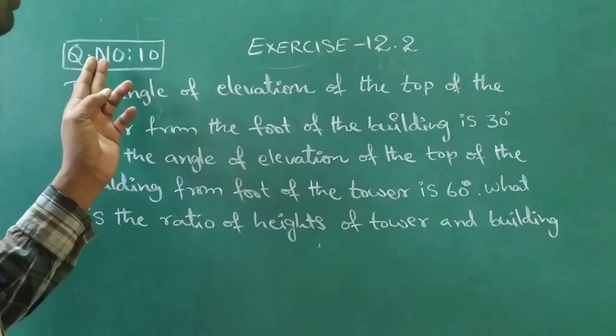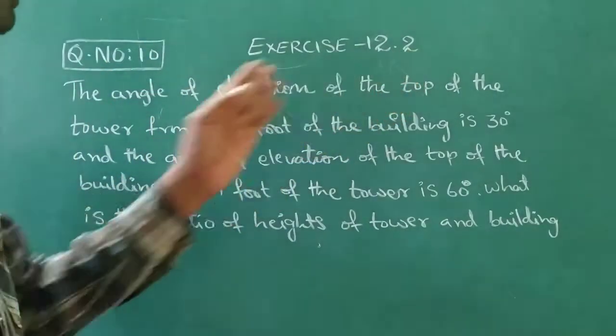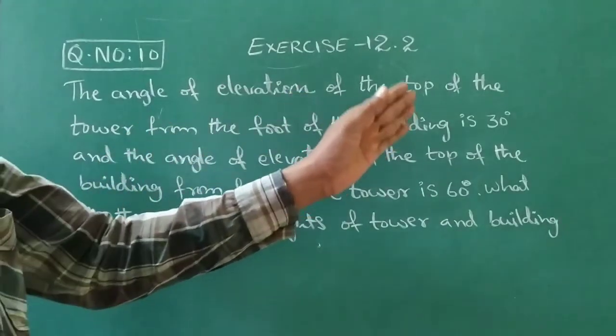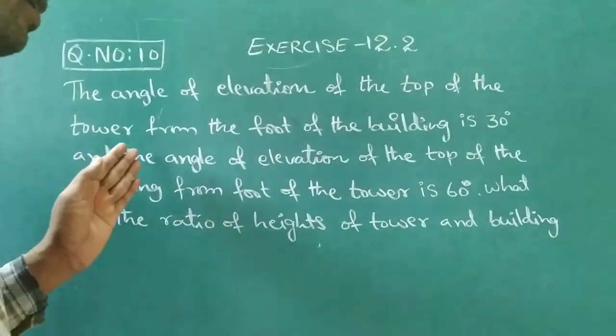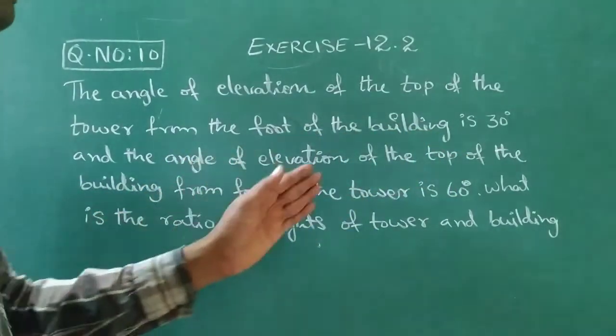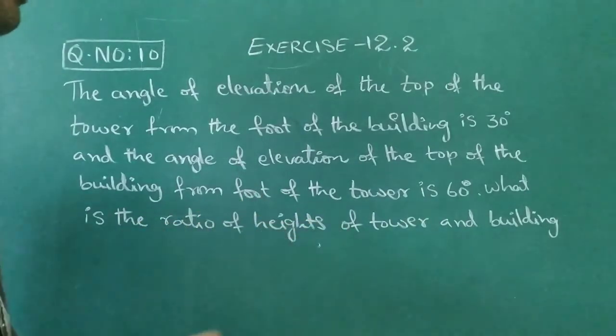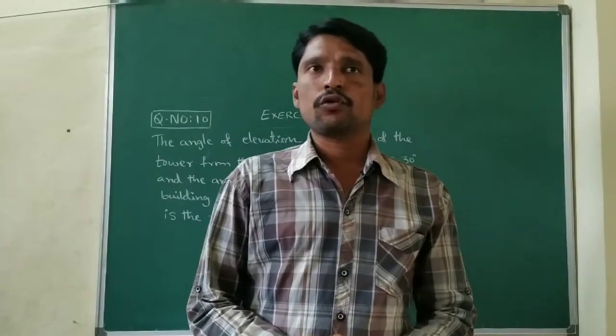Exercise 12.2, question number 10. The angle of elevation of the top of the tower from the foot of the building is 30 degrees and the angle of elevation of the top of the building from the foot of the tower is 60 degrees. What is the ratio of heights of tower and building? Let us see the solution.